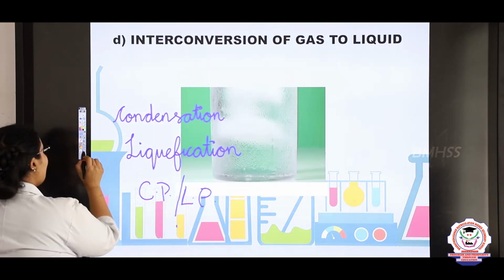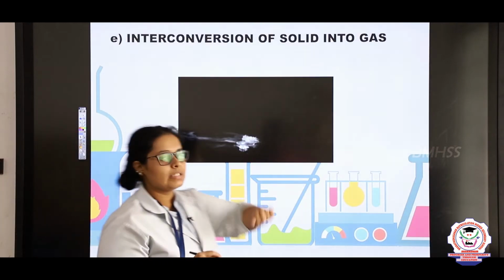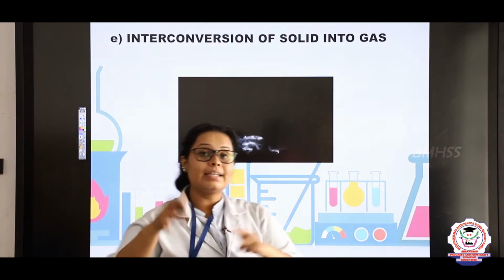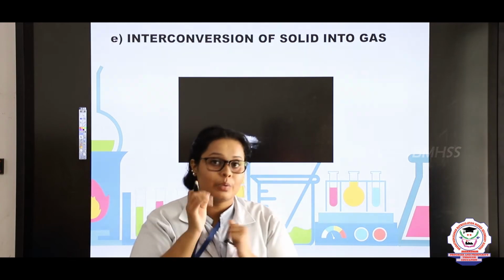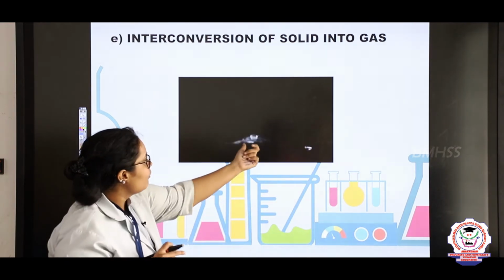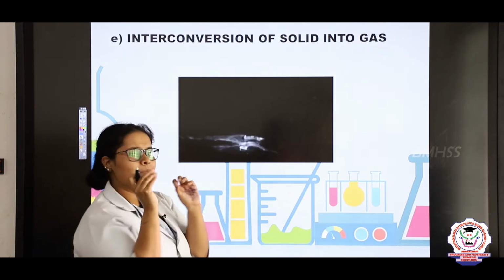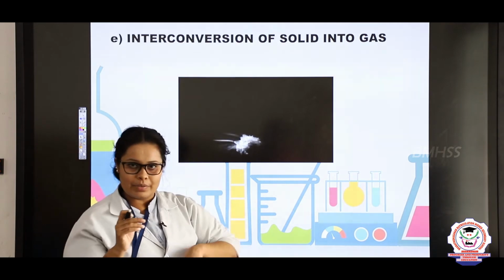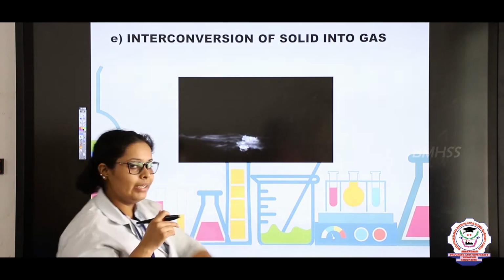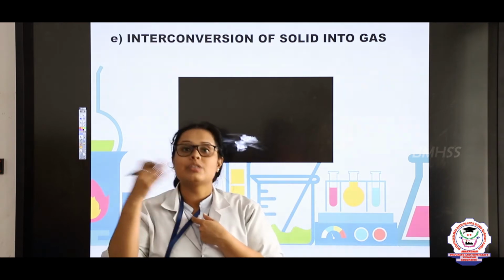Now we have to look at a different file. So here we will talk about how solids get converted into gas directly without changing into liquid. So here you can see white colored particles first, right. Now automatically after some time they all disappear. So here this solid gets directly converted into gas without changing into liquid.